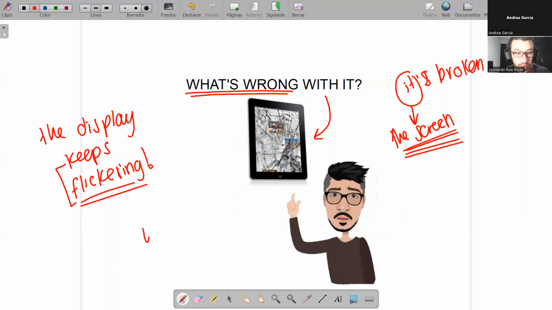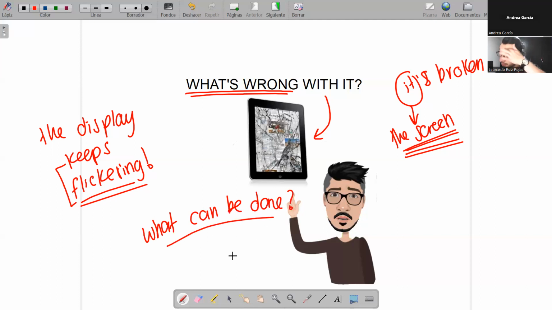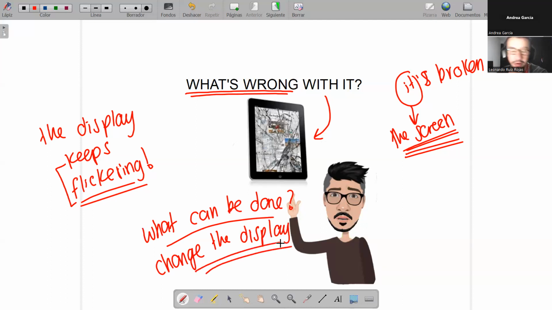What can be done? What do you think? What can be done with it? Is there a solution? Teacher, to change the display, maybe. Good, very good. Change the display. Okay, very good. So what we have here, of course, is pretty clear. We are going to have some problems with the physical objects, right? And also some suggestions that we can have in order to solve or resolve those problems.